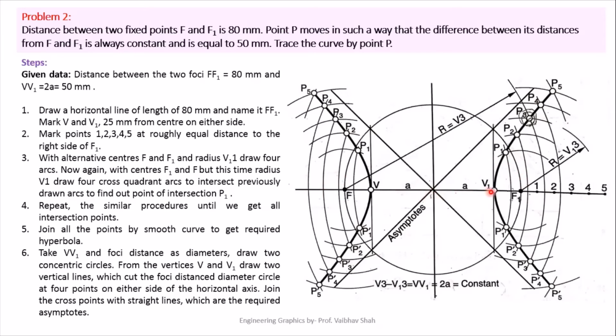So now the V V1 distance we have plotted is 50 mm and the distance between F and F1 is the given distance of 80 mm. After that, we can select any random number of points on the right hand side of this point F1. So let us select 5 points. After that, the procedure is very simple. You have to use first V V1 as a radius. We'll be putting F1 as a center. You have to draw one arc above this F1, one arc below this F1.